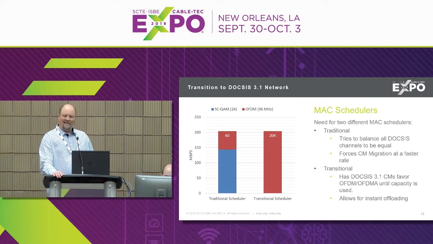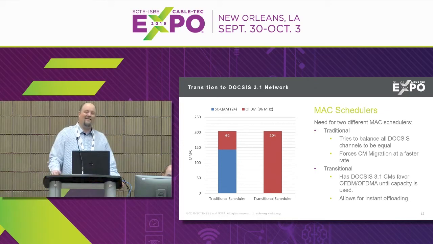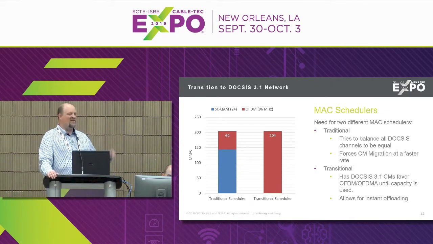And we noticed that the moment single carrier QAM had any capacity, it would start having the 3.1 modems go over to single carrier QAM, which is the last place we want them to go. So I'm suggesting, I've talked to my vendor, but you might want to talk to your vendor as well. Anytime there's a major technology change, we need MAC schedulers to be more intelligent, to really force modems to the new technology.